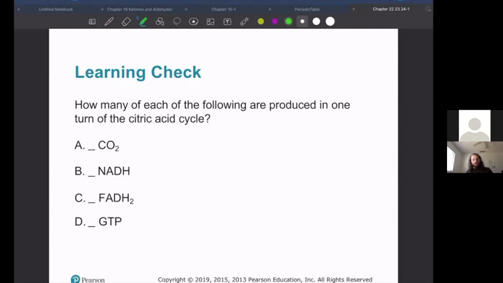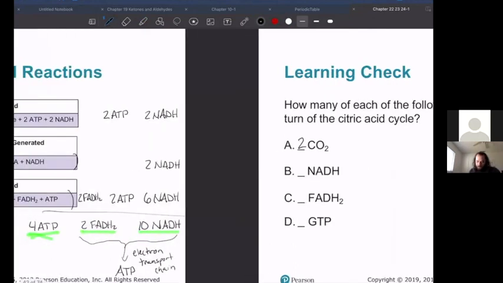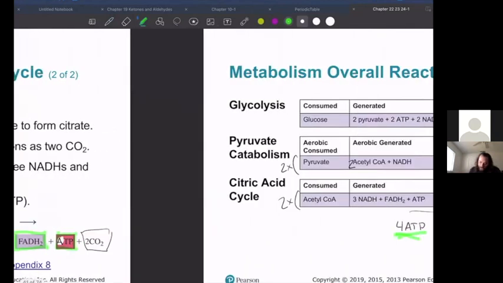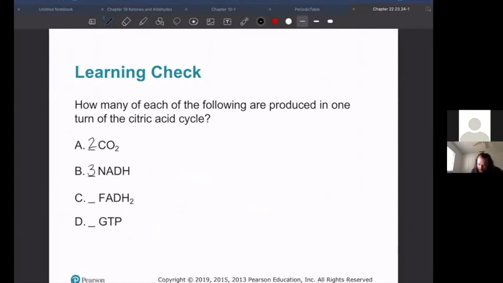So how many molecules of each of these are converted per turn of the citric acid cycle? That's what you really want to know. For CO2, there were 2. You can go back to our little master diagram here and convince yourself of that, that indeed there are 2 steps that release CO2. So that would be 2. For the NADH, we would get 3, and 1 FADH and 1 GTP, which again, we're saying is really ATP. That's what we really care about. Okay.